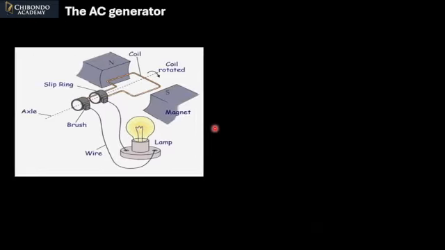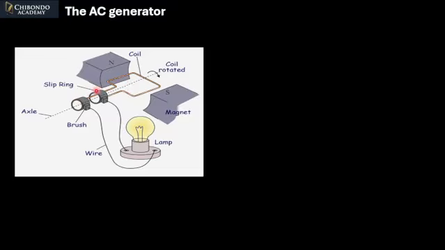Now let's have a look at the AC generator. So what is the AC generator? It's a generator which produces alternating current. We can have a setup like this one, where we have two permanent magnets like this, then we have a coil arranged in this way, placed between these two permanent magnets.